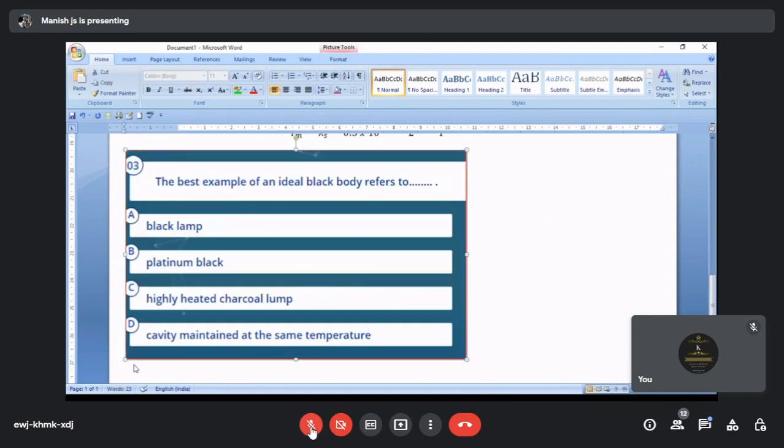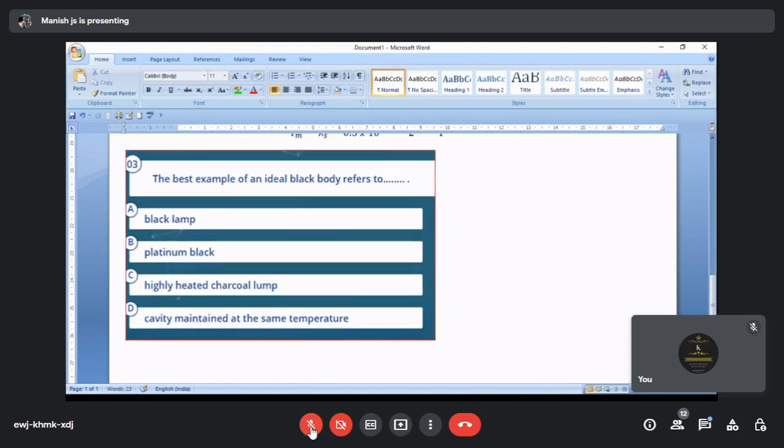Best example of ideal black body refers to. Which is an ideal black body? Black lamp, sir. Black lamp. Okay. Black lamp. Okay, சில பேர் platinum black சொன்னீங்க. சரி. Best example is the cavity maintained at same temperature. It is actually option D. So when you maintain a cavity at the same temperature, then we say it as a perfectly black body. Yeah, it is having the same absorption rate. Absorption rates has to be same with the radiated rates. So then we say a cavity.